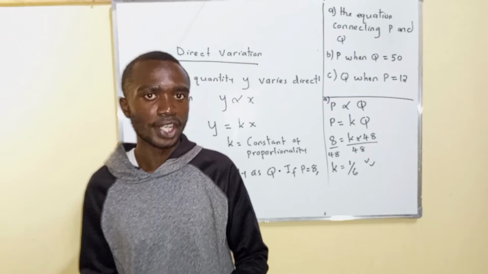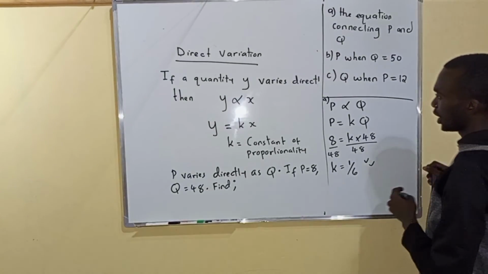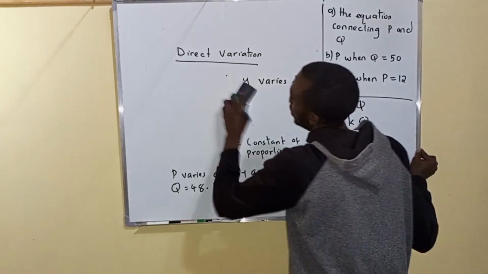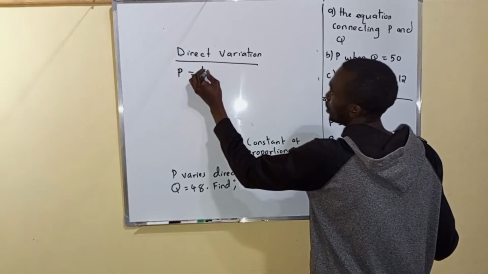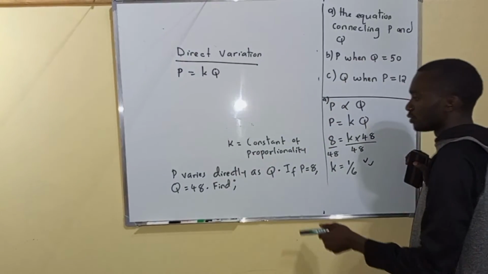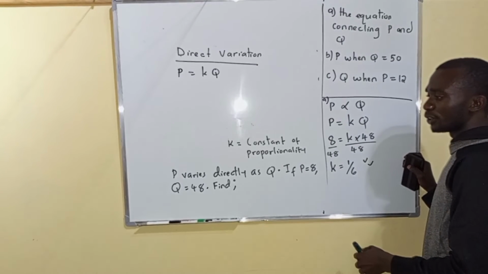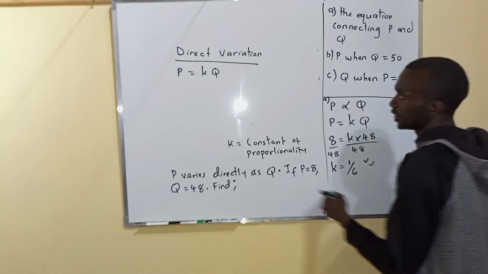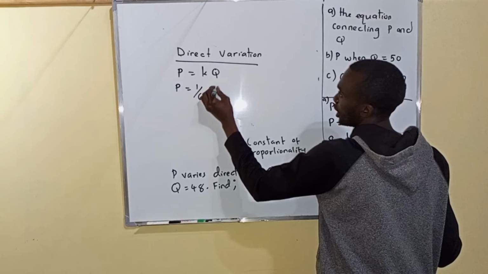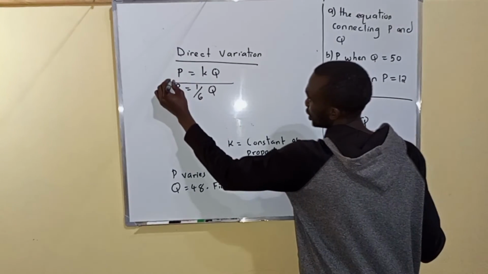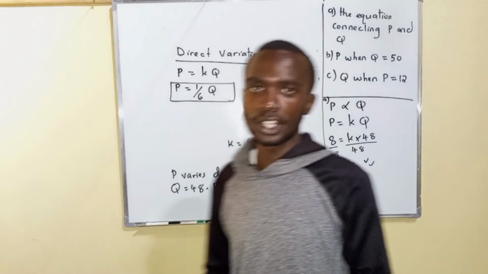The constant of proportionality in this case is 1/6. Now what is the equation connecting P and Q? Since P is equal to KQ, and the constant of proportionality from the figures given is 1/6, P is equal to 1/6 multiplied by Q. Now this is the equation connecting P and Q: P is equal to 1/6 Q.